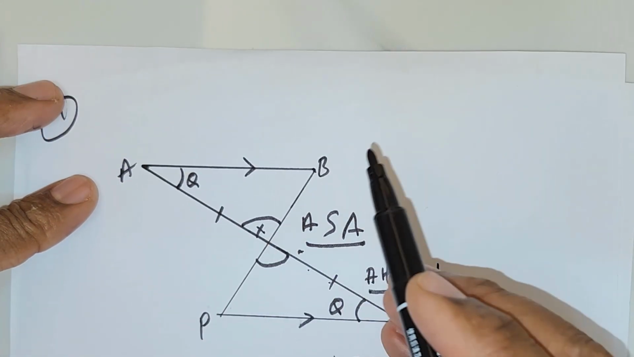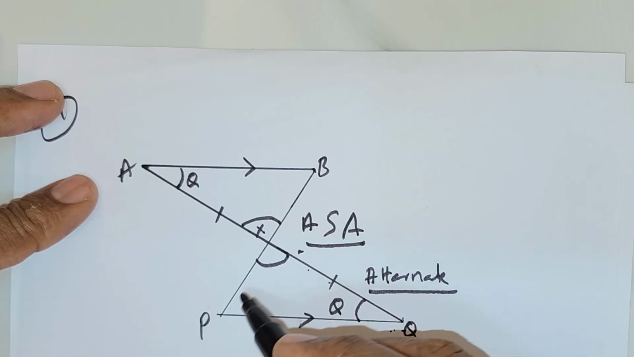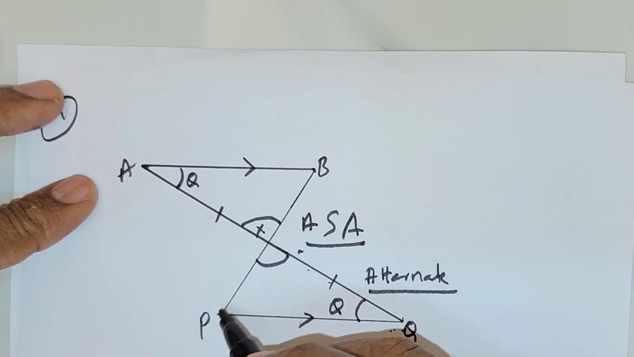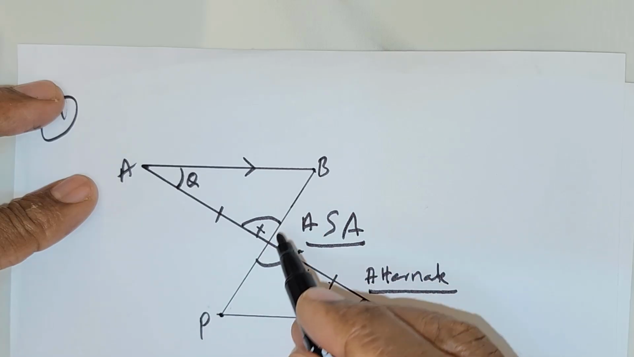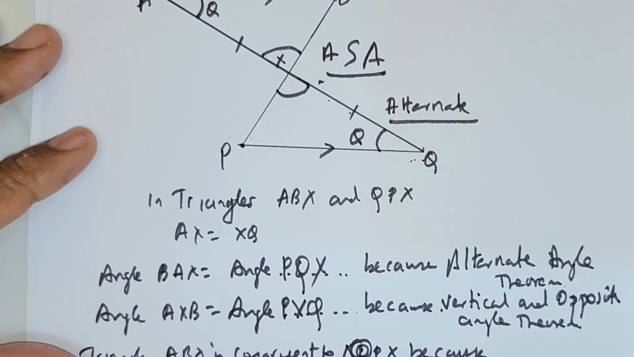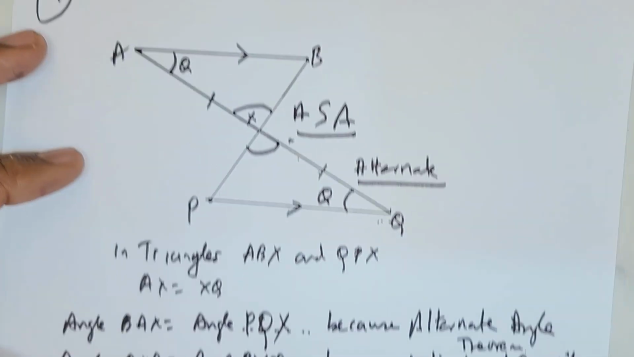Now PX is equal to what? Now PX means we are talking about this particular distance. So PX will be equal to, can you guess? So because of congruency, PX will be equal to XB.